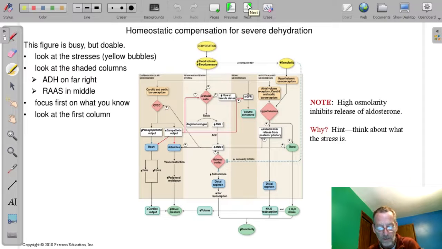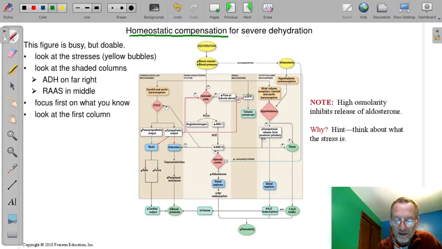And I wish I could enlarge this. On your computer, you should be able to zoom in on this. I like it. It ties lots of things together. So let's start. Again, we're not going to panic, but this picture is all about homeostatic compensation for severe dehydration.